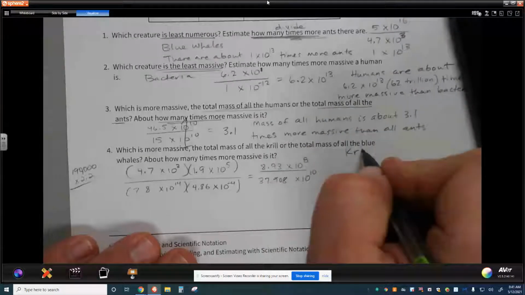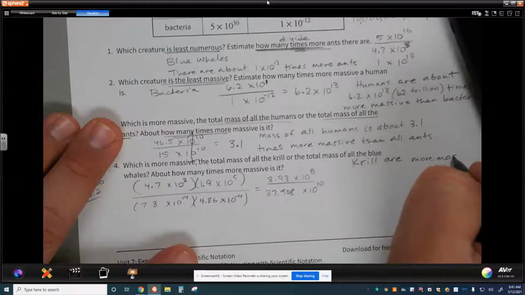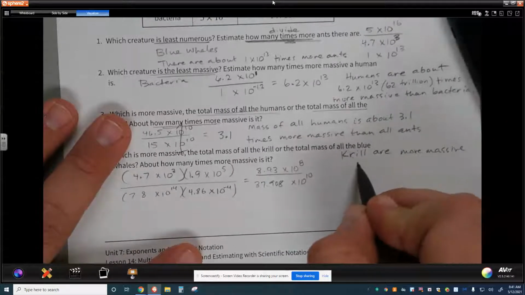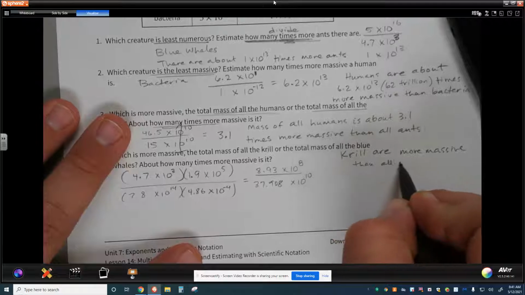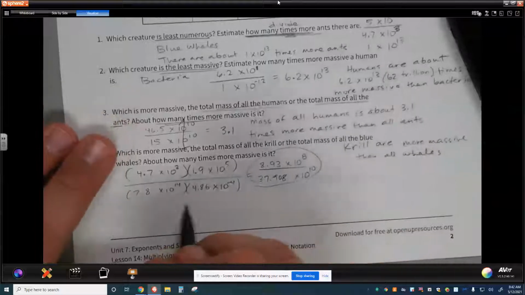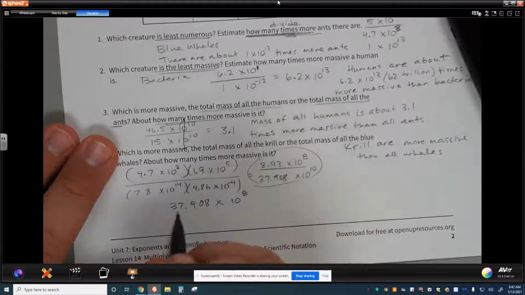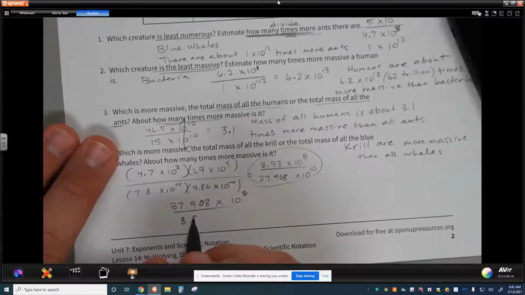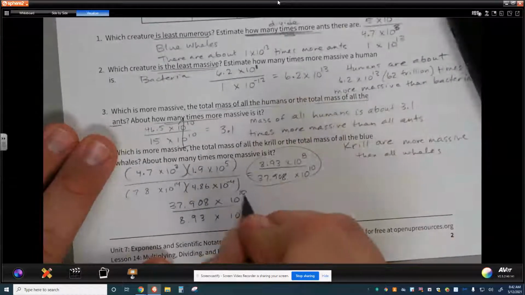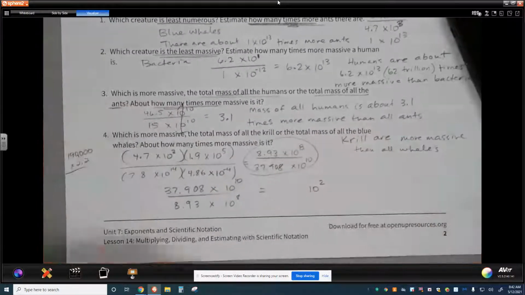So krill are, and now this is the total population. The mass of all the krill is greater. And then how many times greater, I'm going to have to take this and flip it over to do 37.908 times 10 to the 8th power divided by 8.93 times 10 to the 8th, or, whoa, I messed up. 10 to the 10th power up here, 10 to the 8th power here. The 10 to the 10th divided by 10 to the 8th is pretty simple to calculate.